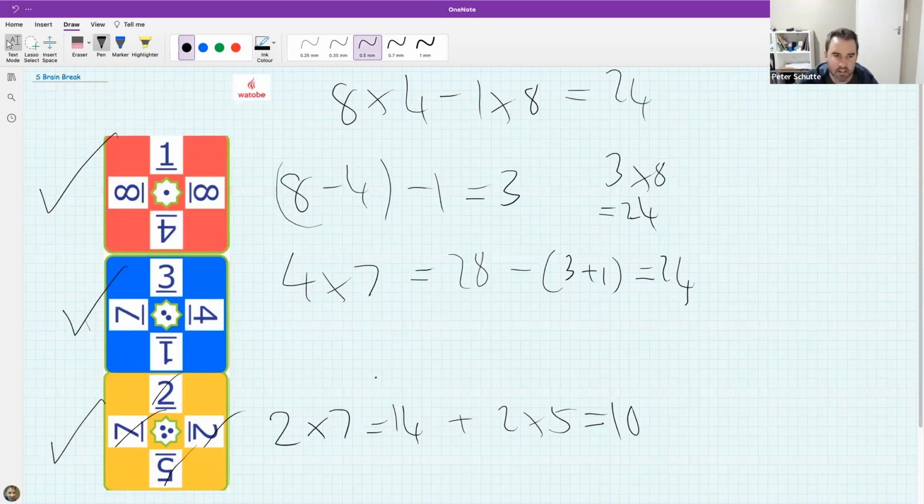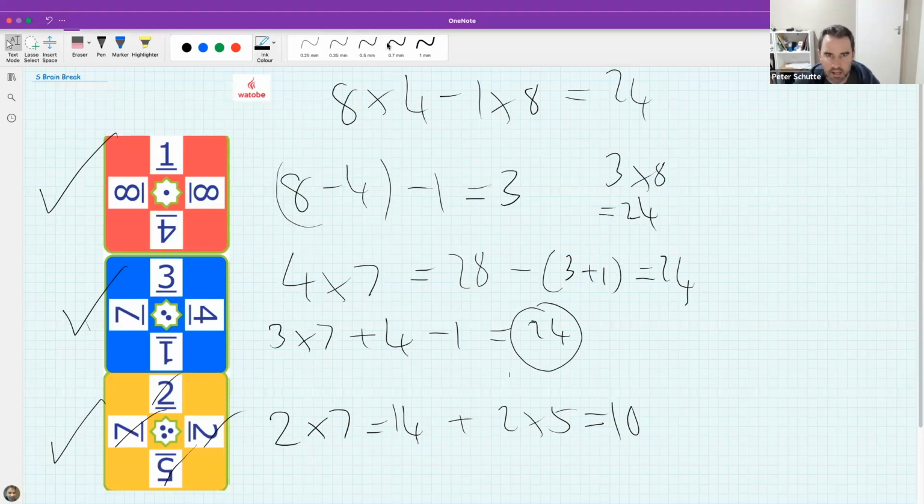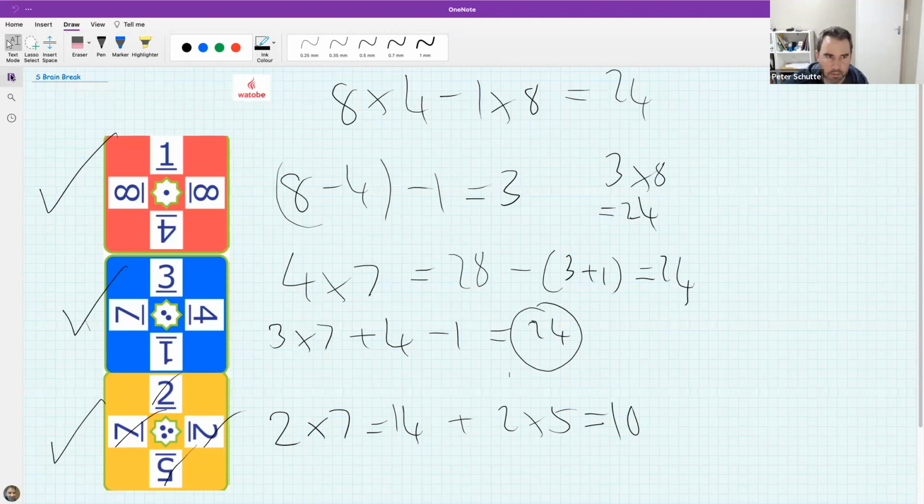Oh, and I love this. Linda has found a different way. So 3 times 7 plus 4 minus 1. I love how there's so many ways to get to the answer. Well done, Linda. Okay, now that we've done our little brain break, I hope that you feel like you escaped for a little bit.